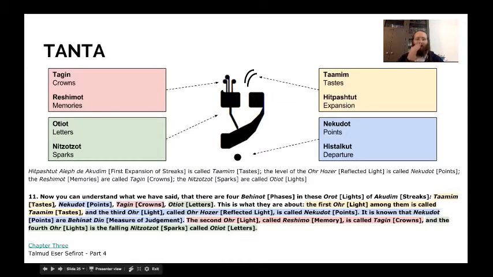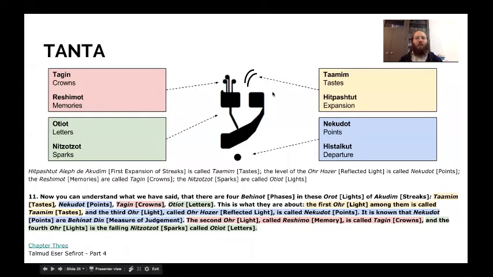Right, this is Tanta. So what we're going to be talking about today, we're going to go over the different parts of the way that Kabbalah uses the Hebrew language as structure. There's this concept called Tanta, which stands for Taamim, Nekudot, Tagin, Otiyot, which is tastes, points, crowns, and letters. The idea is that there are 4 different parts used in the Hebrew alphabet or the Hebrew writings to point out different spiritual concepts.